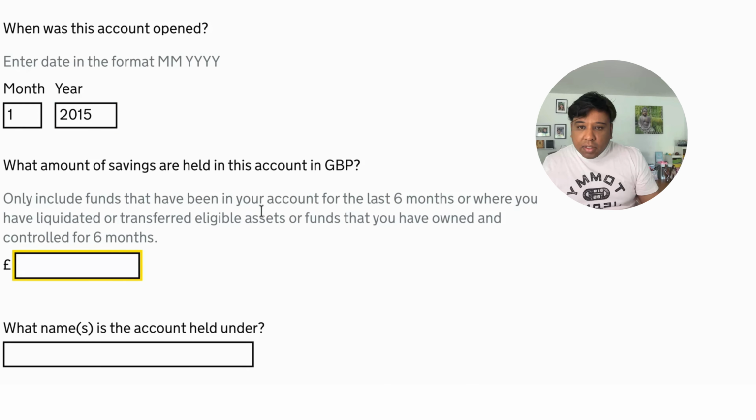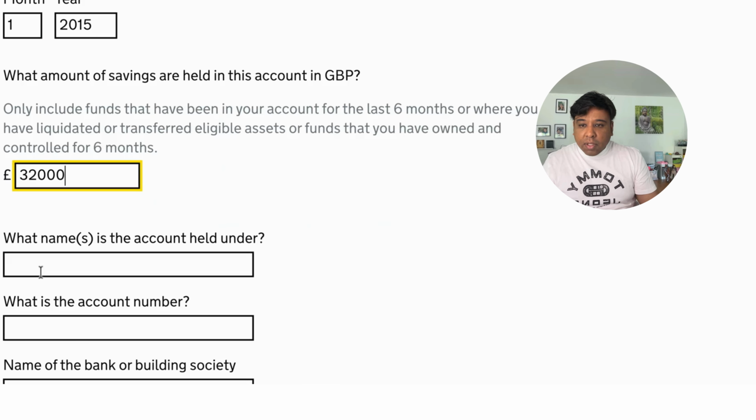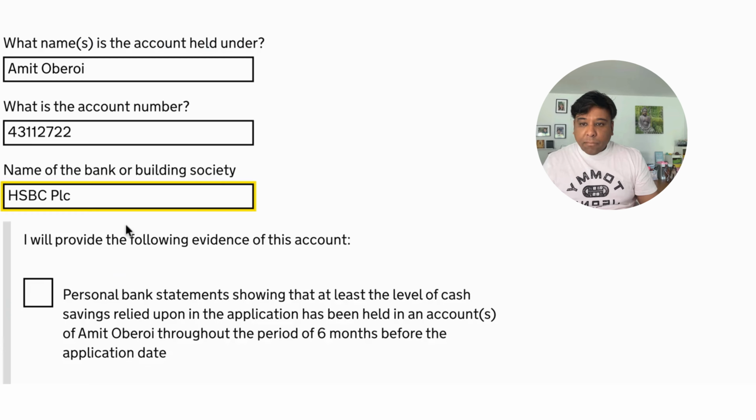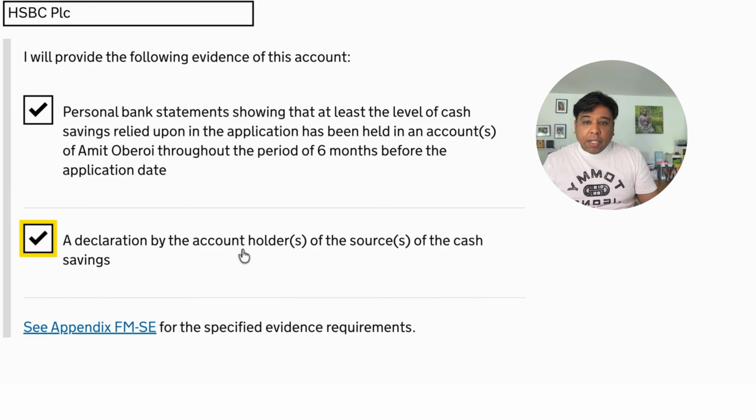As it says, only include the funds that have been in your account for the last 6 months, or where you have liquidated or transferred eligible funds that you've owned and controlled for 6 months. So whatever the total amount is, say he has 32,000 pounds. Name of account holder: Amit Oberoi, and now you have to enter the account details. So you have to provide the 6 months bank statements and a declaration of source by the account holder.